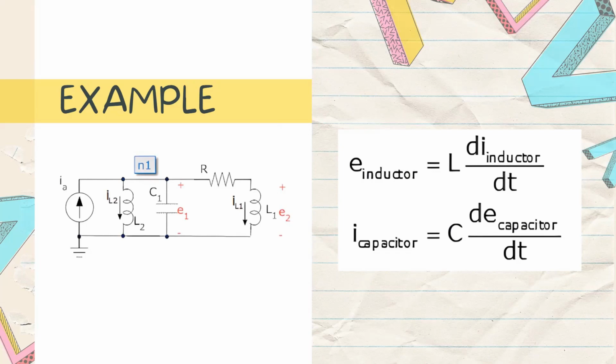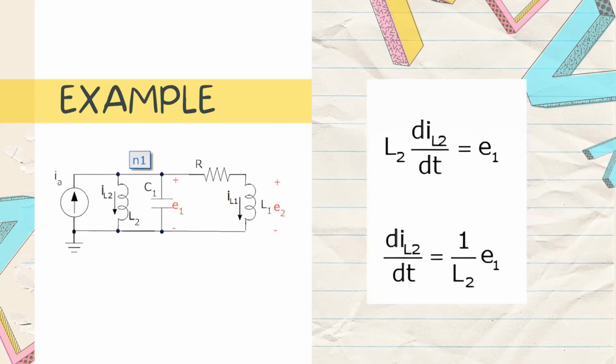If we write the equation for the voltage across an inductor, it becomes a state equation when we divide by the inductance. For example, if we have the equation for E inductor and divide by L, it becomes an equation for di inductor over dt, which is one of our state variables. If we write an equation for the current through the capacitor and divide by the capacitance, it becomes a state equation for E capacitor. Next.